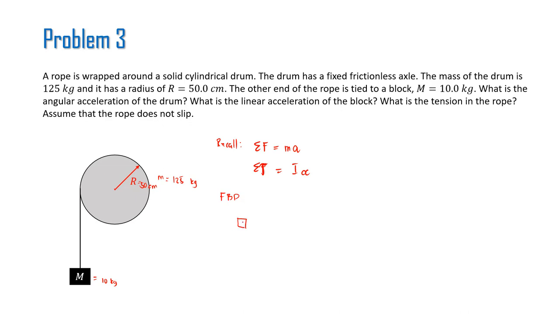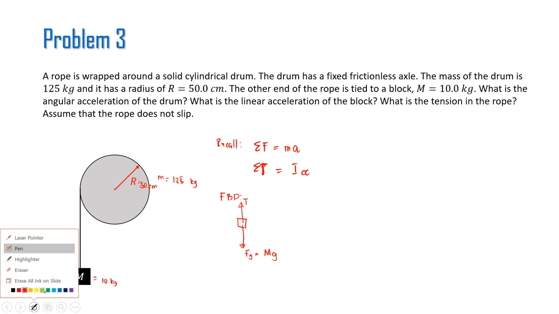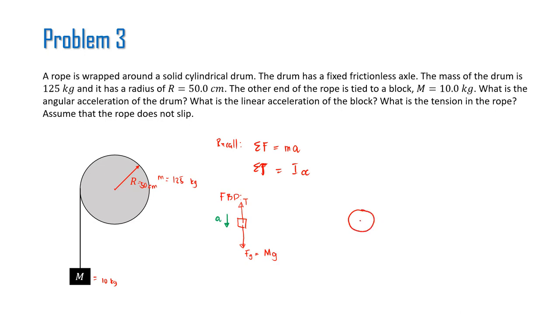So if this is the block of wood, then there are two forces acting on the block. The first one is tension, and the second one is the gravitational force, F sub g, which is equal to the mass of the block multiplied by the acceleration due to gravity. Now take note that for this case, the acceleration is downwards. So this is the direction of acceleration. And then for the drum, suppose this is the drum, then this is the radius of the drum, and this one is the force acting on the drum. The drum has a fixed axle, so we only need to consider the torques acting on it.